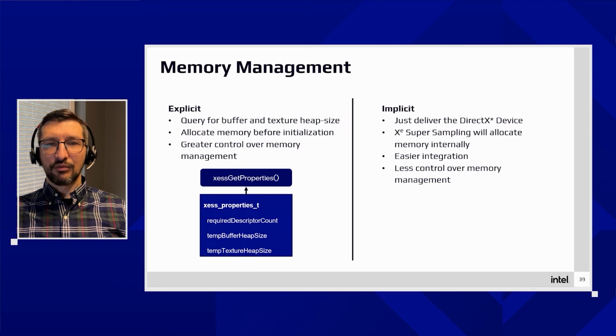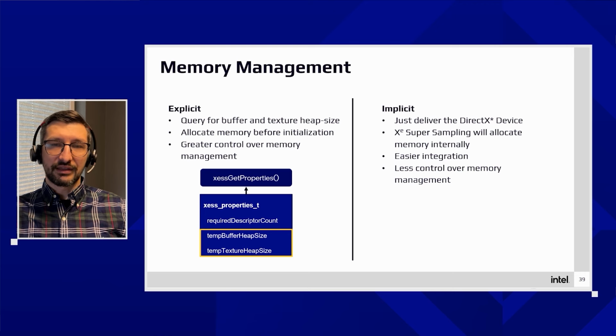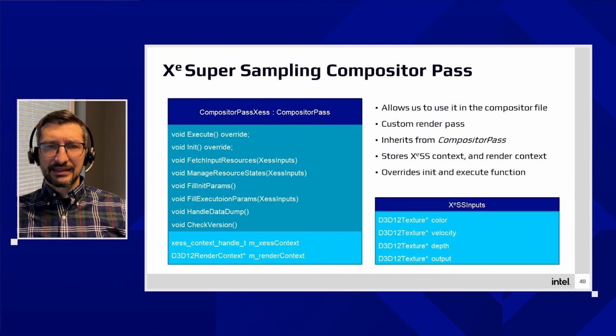In DirectX 12, we have to manage the memory explicitly, and that applies to the XeSS library as well. But just as with the descriptor heaps, you can do that explicitly or implicitly. In the explicit approach, you have to allocate the GPU memory heaps by yourself. To find out how much memory is needed, you can query the library by calling the XeSS getProperties function. XeSS requires two separate heaps, one for buffers and the other for textures. On the other hand, you can just let the XeSS library handle all this internally, which can make the integration significantly easier. Now, this entire XeSS scheme fits perfectly into the Schmetterling Compositor rendering architecture.